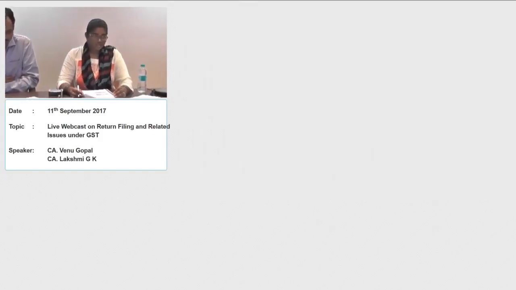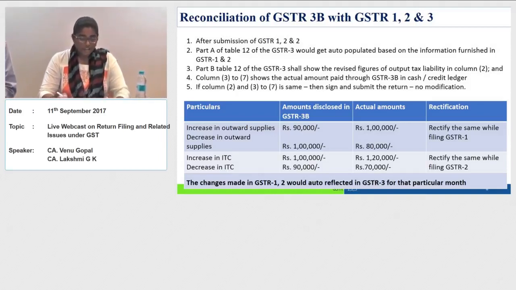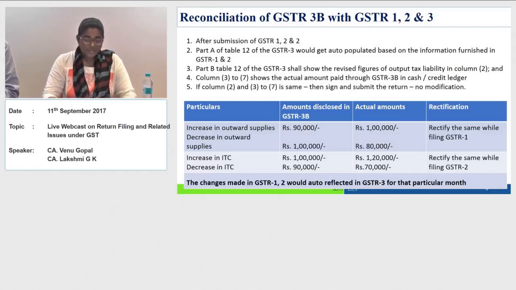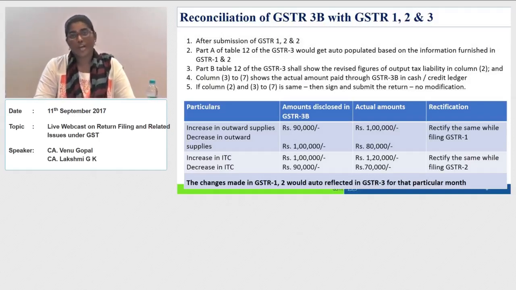Slide number 6. In slide number 6, I have given one small example of an increase in outward supply. As per GSTR 3B, my tax liability was 90,000, but when it comes to GSTR 1, my liability becomes 1 lakh. So what do I need to do in this regard? In the reverse situation, if there is a decrease in outward supplies, for example, my tax liability was 1 lakh but I have discharged only 80,000. These two errors can be rectified while filing GSTR 1.